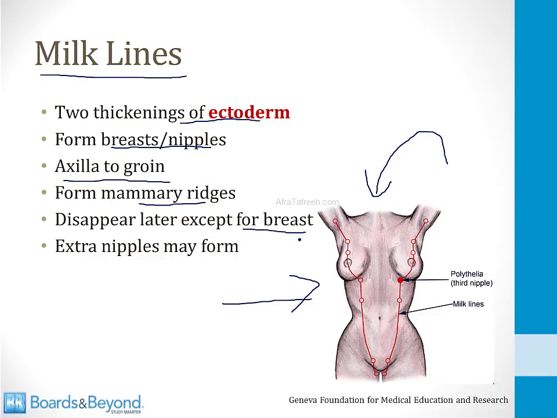And sometimes people are born with an extra nipple, which is called polythelia, and those extra nipples are usually found somewhere along the milk lines. They are portions of that ectoderm that did not completely disappear during development.